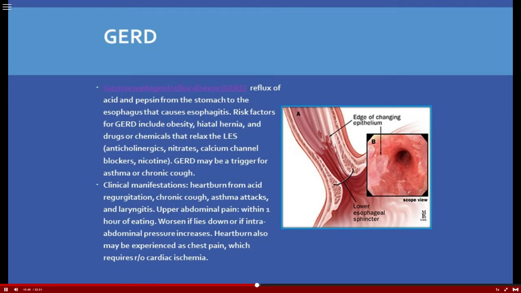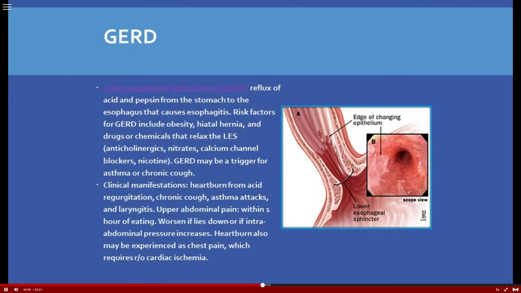So those clinical manifestations, they're pretty simple. Heartburn, all right, can be very painful. Sometimes a patient will come in complaining of chest pain. Of course, you're going to rule out any cardiac event, but it can be just how bad the pain of GERD has gotten.